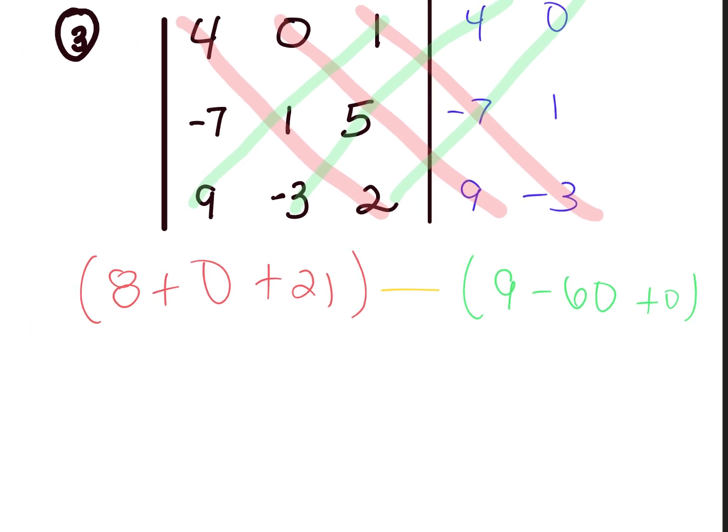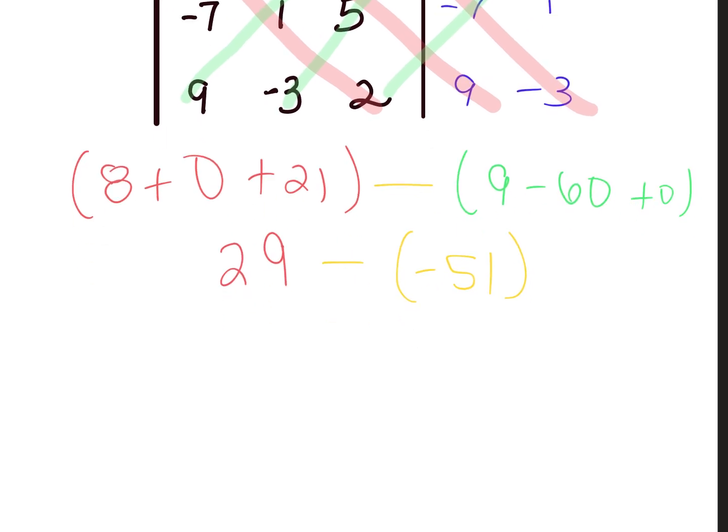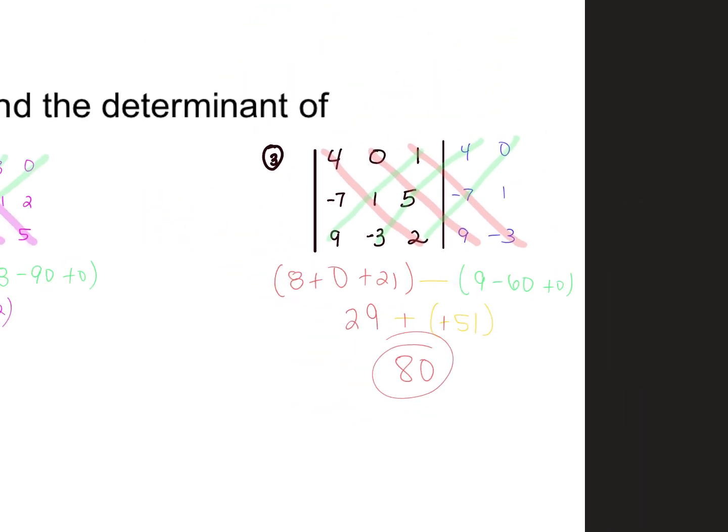What is 8 plus 21? What is it? 29, right? Minus, what is 9 minus 60? Negative 51. Guys, if you have minus a negative, what does that become? Plus. So what's 51 plus 29? 80. And that is your determinant.